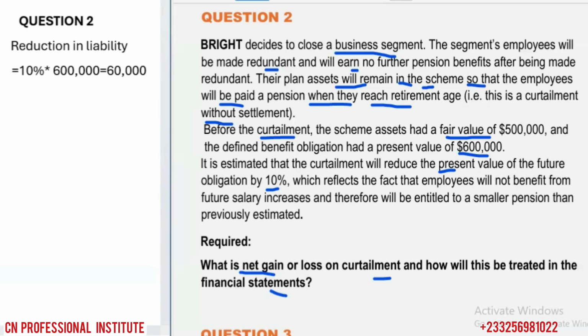So the asset paid to them, or asset paid, is zero. So you realize that they didn't pay them anything. So our asset has not reduced. Our asset is still the same. It will still be the 500,000. But our liability has gone down by what? 60,000. Are you getting it? So there's a gain. So this is a gain on settlement or curtailment.